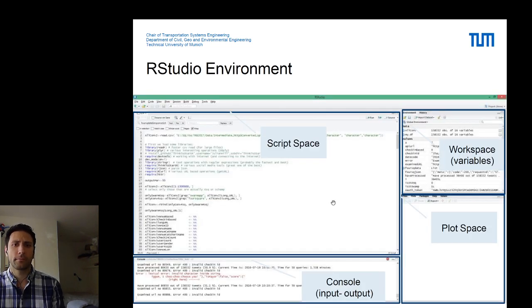And this is just a screenshot of what these environments look like. So this is RStudio, which comes directly with Anaconda. And you will have a script space where you can write your code, a console output where you can write commands, a workspace where you can see the variables, and a plot space. Now, this is the advantage of this software: for these specific environments, you have a graphical user interface that allows you to directly interact with the variables, which in some cases is very nice.